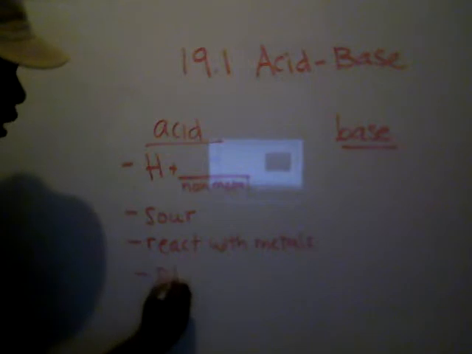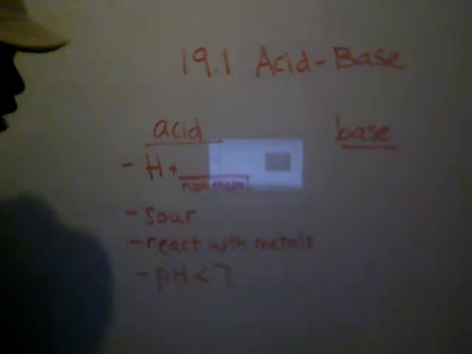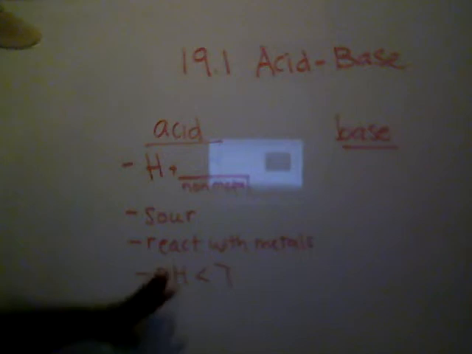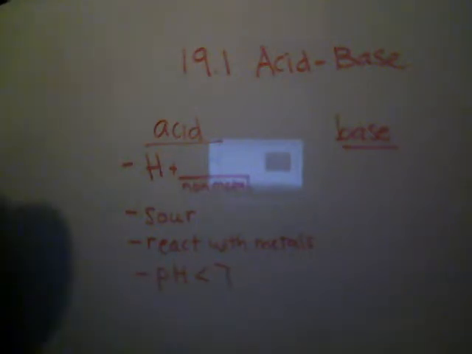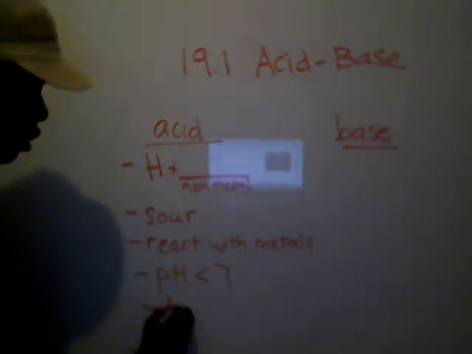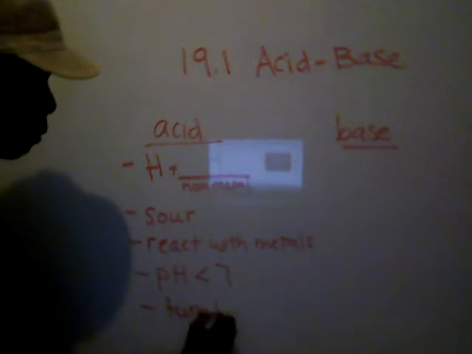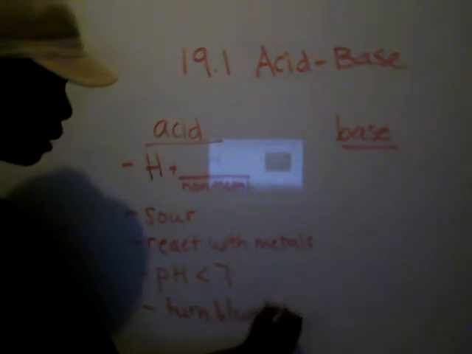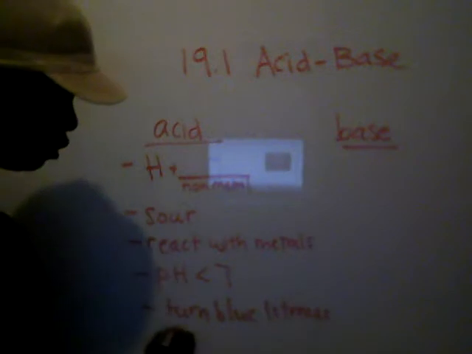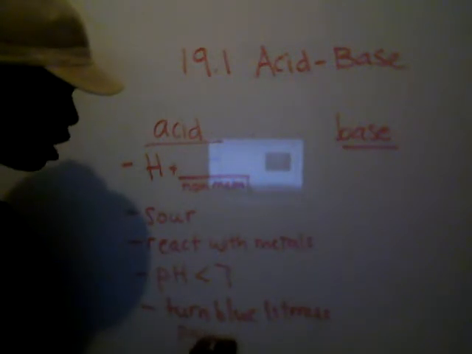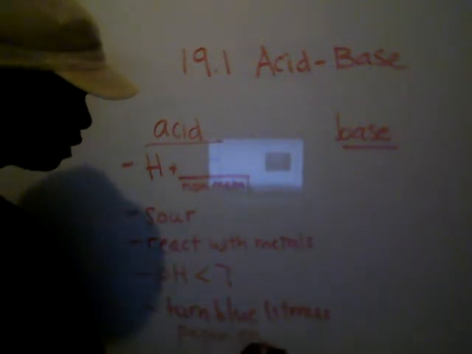Acids also have a pH that's less than 7. We'll talk about the pH scale in a second, but acids have a pH that's less than 7. Acids also turn litmus paper, so they turn blue litmus paper, and litmus paper is just something that we can use to figure out the pH of things, but it turns blue litmus paper red. Okay?